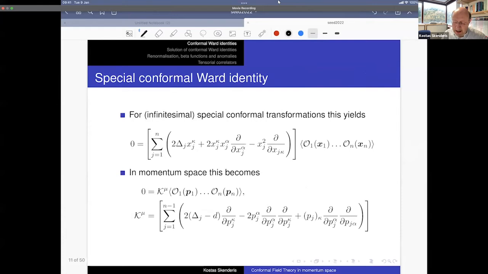Now, when you go to special conformal transformations, the equation that one gets in position space is this one over here. And you can see this is a nonlinear first order partial differential equation. If you go to momentum space, it continues to be nonlinear. Now it becomes second order. So you would think that's going in the wrong direction. You went from a first order equation to a second order equation, but it turns out this equation is easier to solve directly as a PDE than this one.